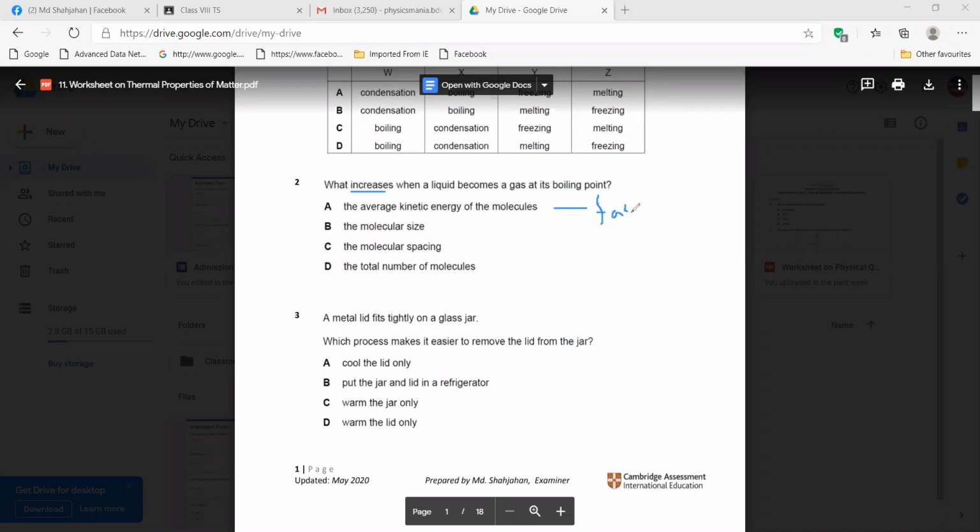Yes, sir. When the container is closed they move faster, and here the container is open. And as the container is open, our answer is molecular spacing. Clear? Yes, sir. And molecular size never changes. This one, always remember, molecular size is fixed. You cannot change the molecular size.